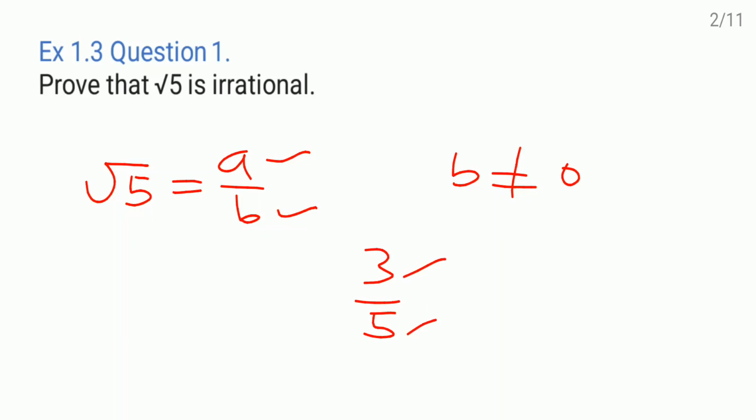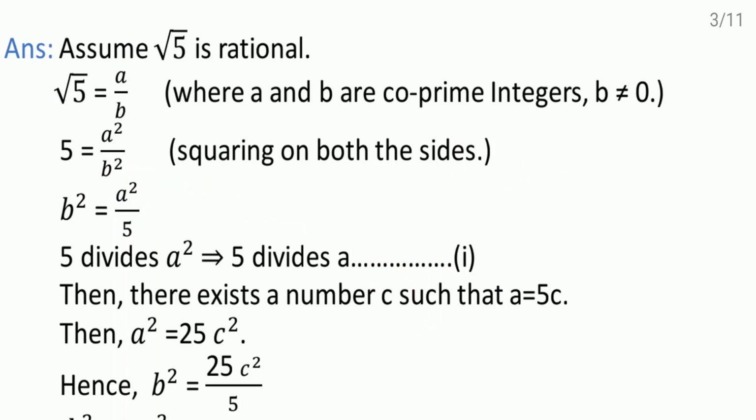Okay. Now let us see how to write the proof of this one. Here, first we'll assume root 5 is rational. As I said, it is rational. We'll write it in the form of a by b, where a and b are co-prime integers and b should not be equal to 0. Correct? This is very important to mention. a and b should be co-prime integers and b should not be equal to 0.